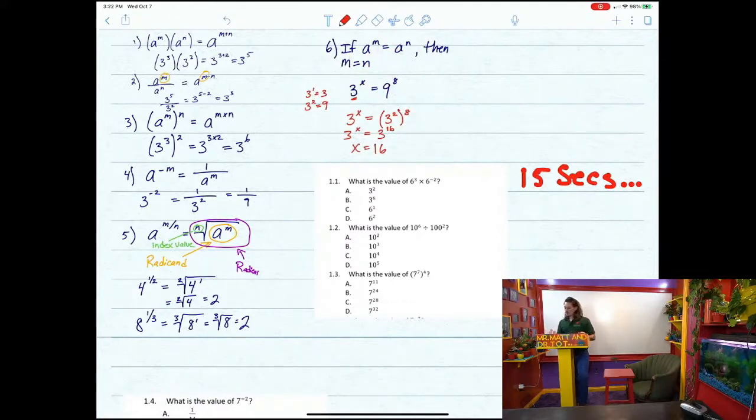Okay, so for the first problem, what's the value of 6 to the third power times 6 to the negative 2 power? So we have common bases and we're multiplying, so we can add the exponents. So this is going to simplify into 6 to the 3 plus negative 2. Notice that 3 plus negative 2 is the same thing as 3 minus 2, right?